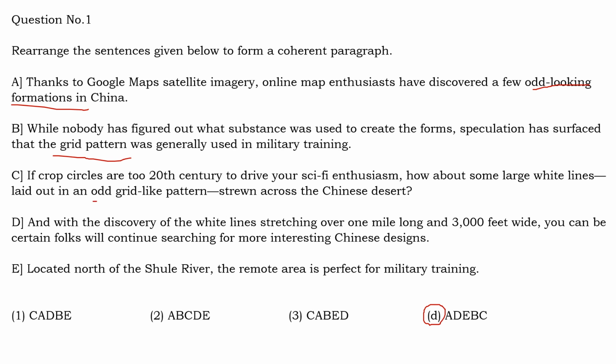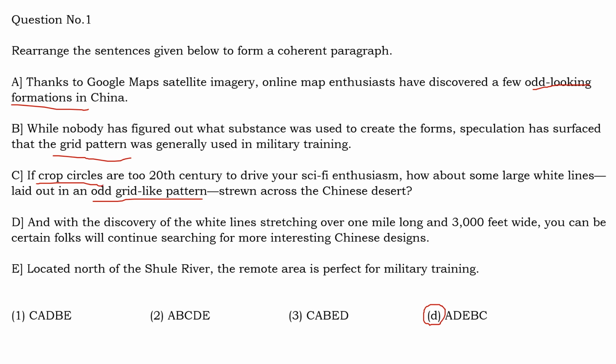Where it is given an odd grid-like pattern, option or statement C. So what is statement C saying? "If crop circles are too 20th century to drive your sci-fi enthusiasm." So in order to understand this part, you should know what is the meaning of a crop circle.